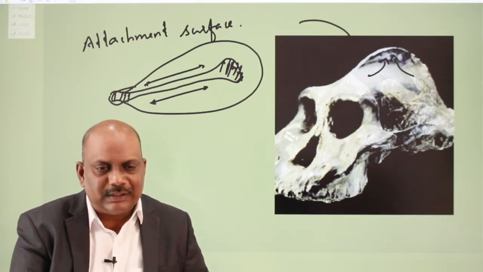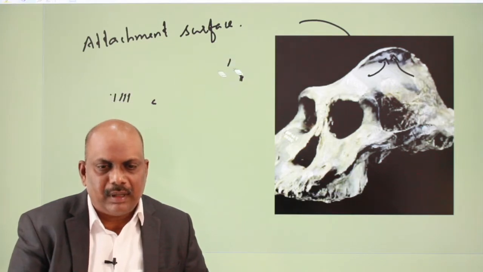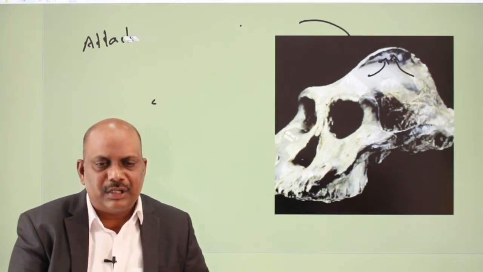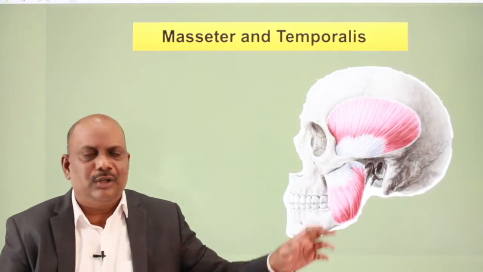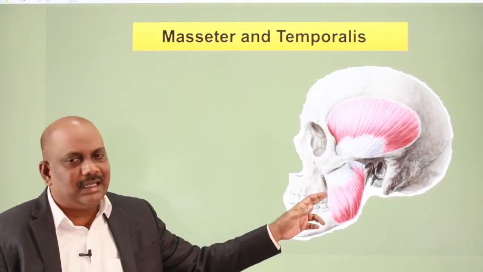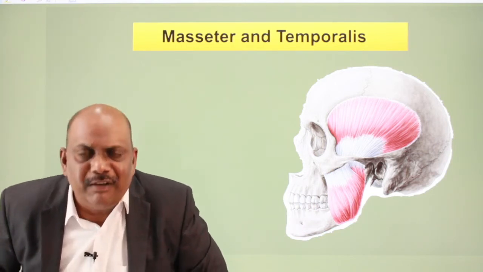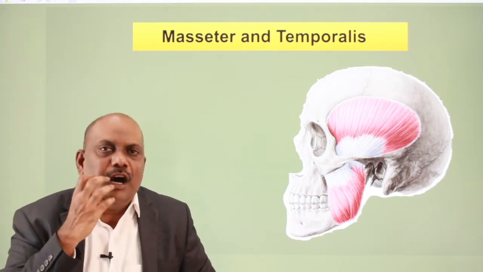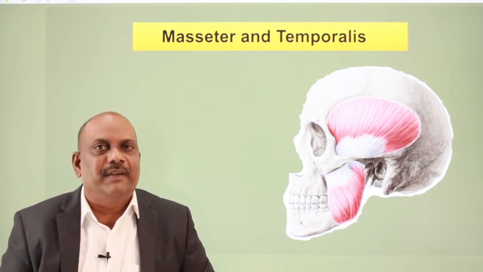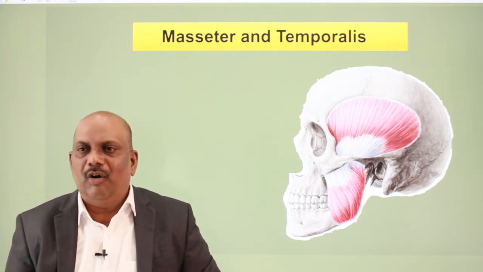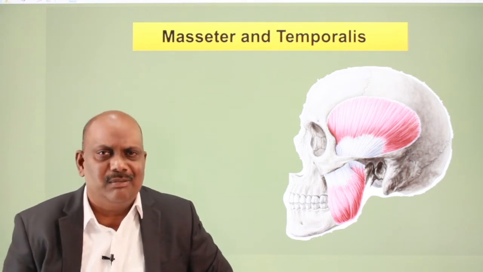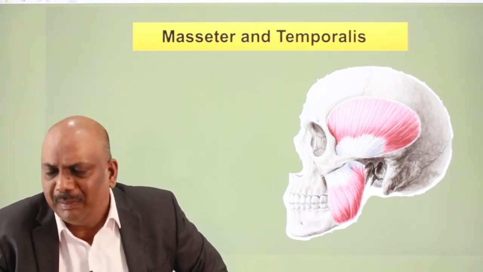Similarly here, this sagittal crest provided attachment for a few muscles called the masseter and the temporalis. These are the two muscles meant for jaw movement, biting and chewing. We know that now most of the meat which we eat, right, it's almost like a piece of bread.